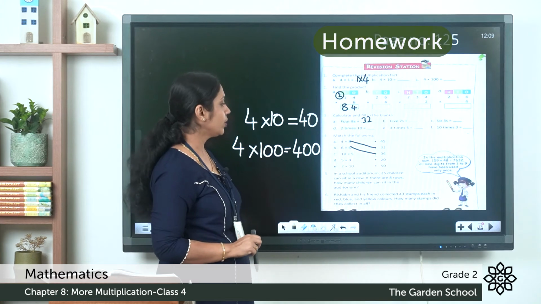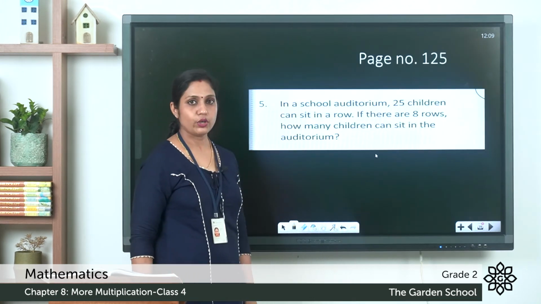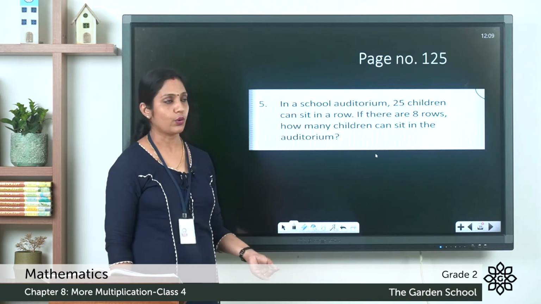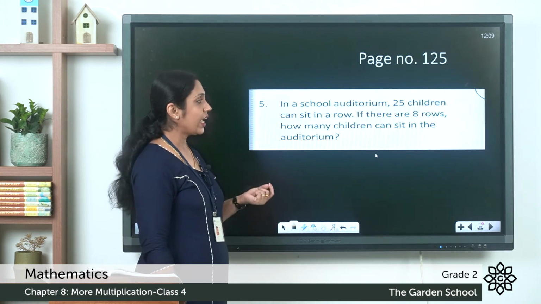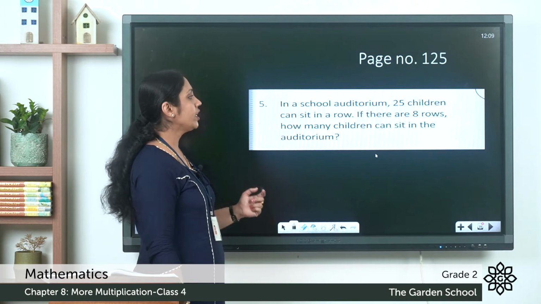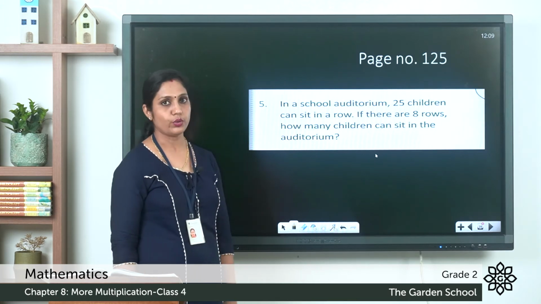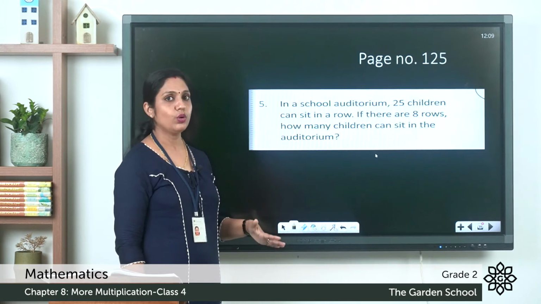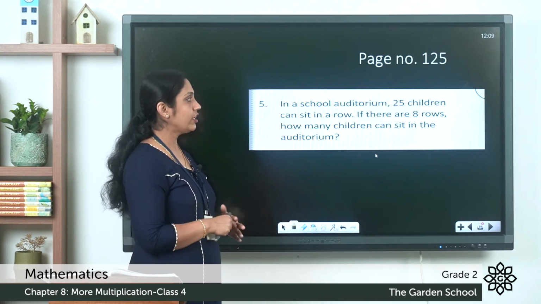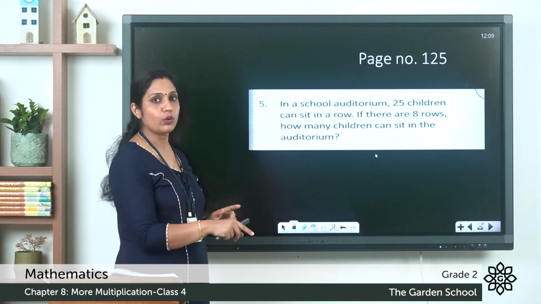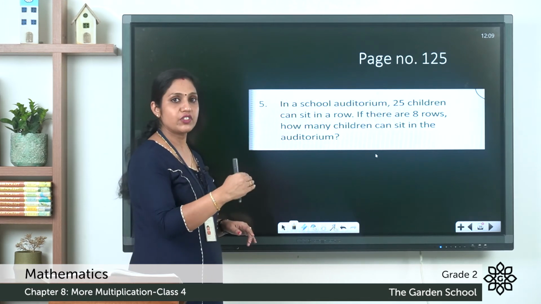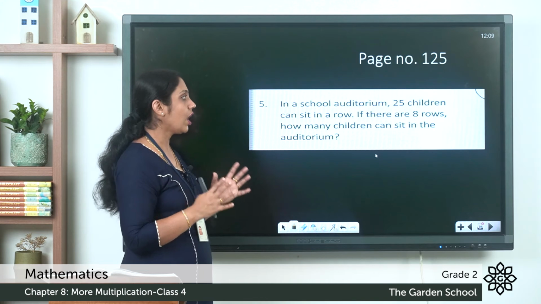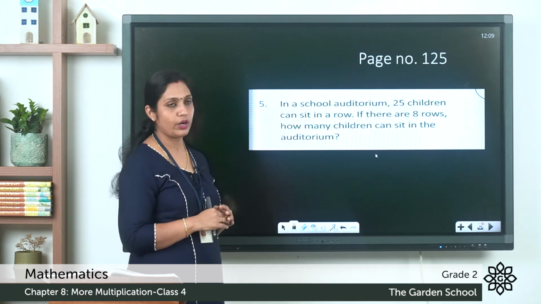Next, you have a word problem. In a school auditorium, 25 children can sit in a row. If there are 8 rows, how many children can sit in the auditorium? So, see here, it's a school auditorium, and 25 children can sit in a row. If there are 8 rows, how many children can sit in the auditorium?